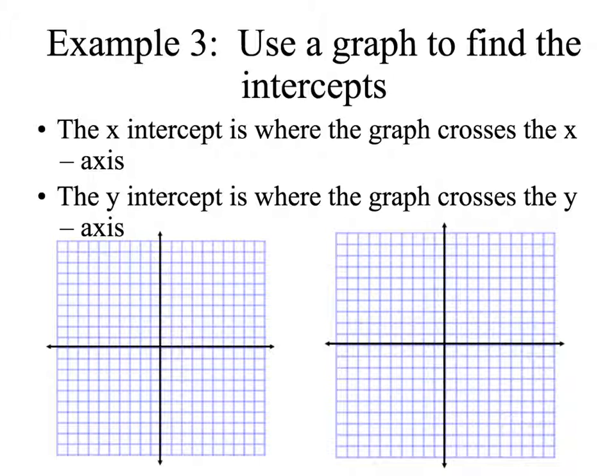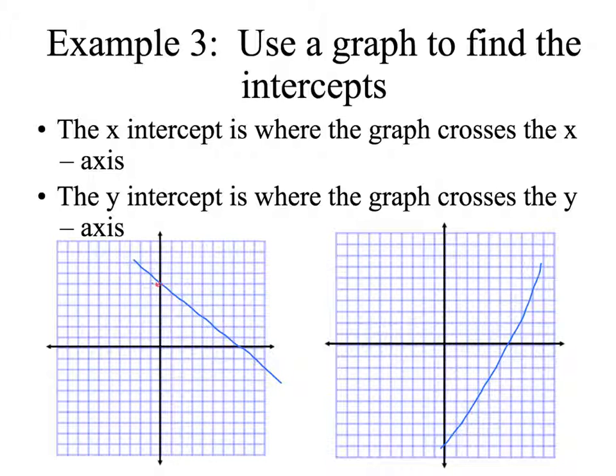Now on this one we're going to use the graph to find the x and the y-intercept. So basically I'm going to draw a line, and based on how I draw my line, we're going to find our x and our y-intercept. So let's do that one, and let's do that one.